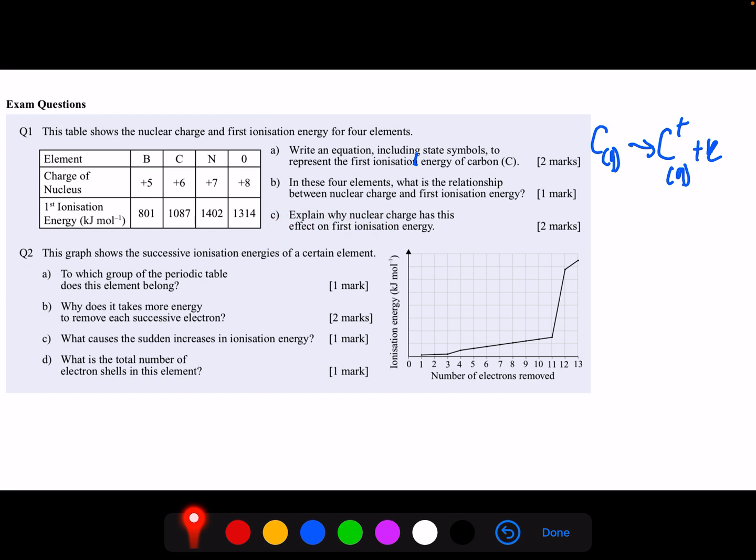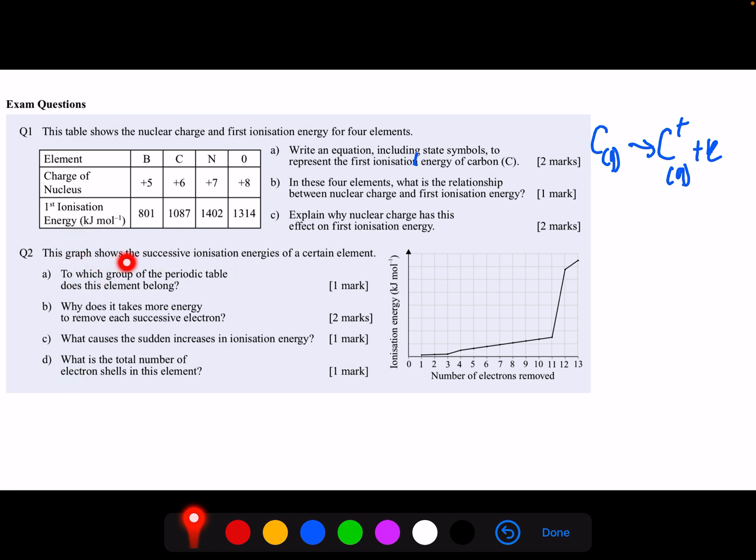Explain why nuclear charge has this effect on the first ionization energy. This is a much deeper question. Why do you think when nuclear charge is increasing, ionization energy is increasing? Because when nuclear charge is more, there is more attraction on the electrons in the outer shell, right guys? So it's harder to remove the electron. That's why the first ionization energy will be more. That's it. Now let's move to the second question about successive ionization energy application.